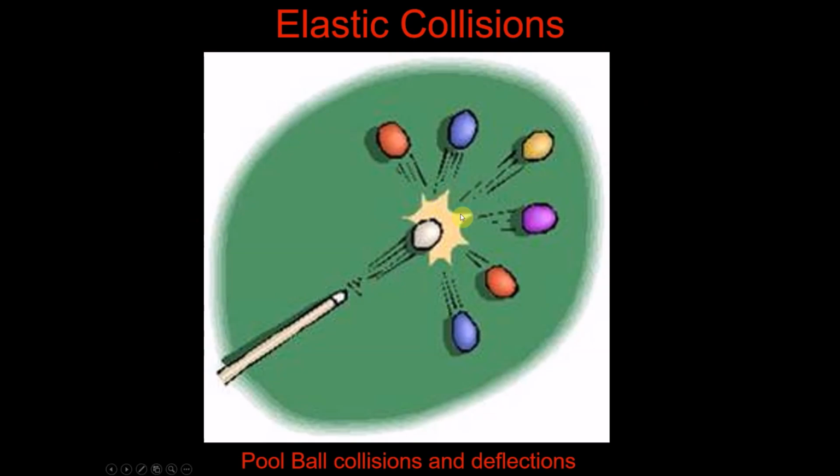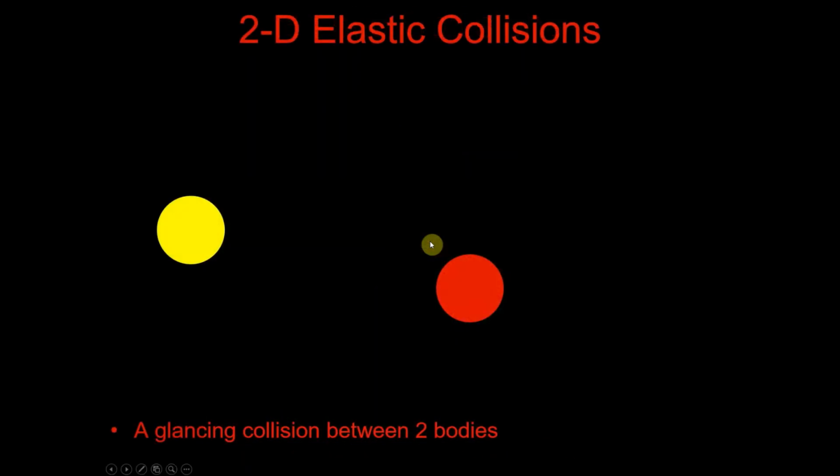Here we had an arrangement of pool balls. The cue ball came in, hit these balls, and they all went various different directions. This is what we refer to by a glancing collision, and the angle here can be easily seen. So a glancing collision between 2 bodies will involve one body coming in with momenta and hitting the other. Now this is 2 balls essentially viewed from above.